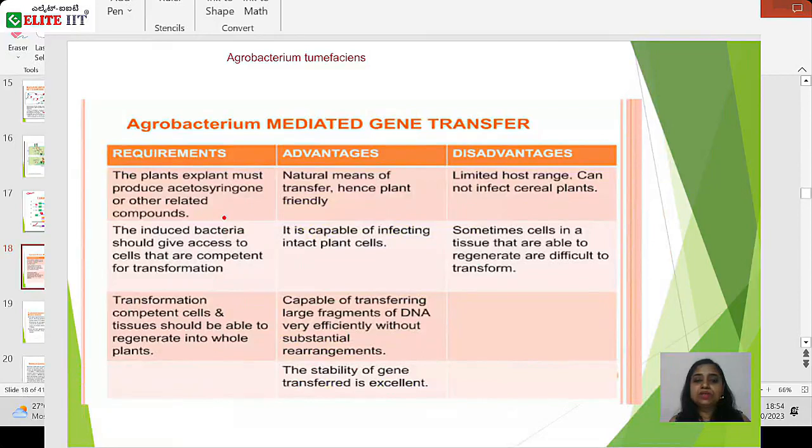Now, agrobacterial mediated gene transfer. In this case, what are the requirements? Plant explants must produce the phenolic compound; this phenolic compound should be produced.